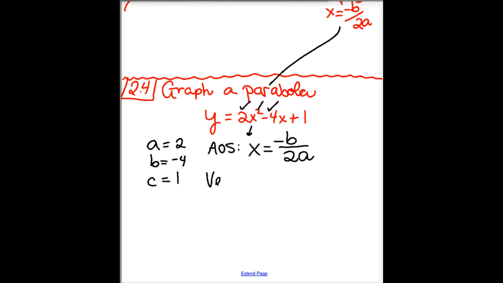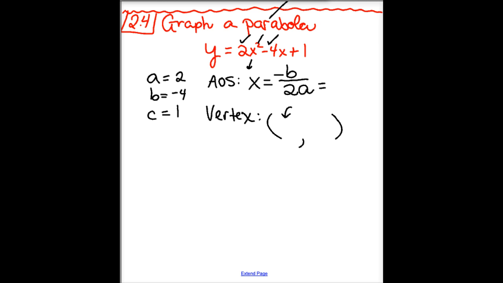Then you'll be asked to find the vertex. When you're done doing this one, you're going to bring it up to me. So whatever you got right here, you stick it right there. It is the x coordinate of the vertex. To find the y coordinate, whatever you put right here needs to go up and get plugged in for x. And you can go on a calculator and evaluate that. I would suggest that's what you do.